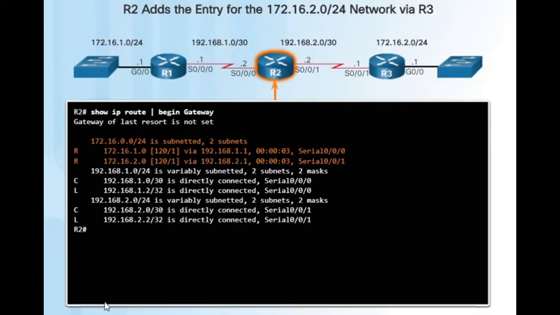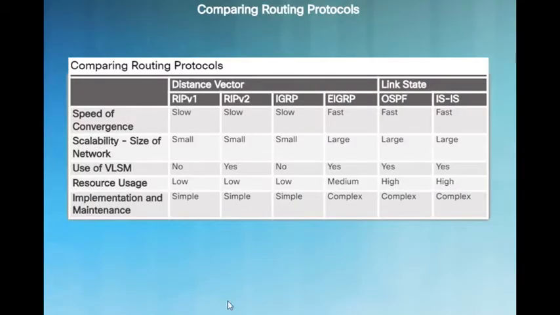That's also the main reason why RIP and IGRP are now obsolete, particularly on these modern networks. All right. So moving on.